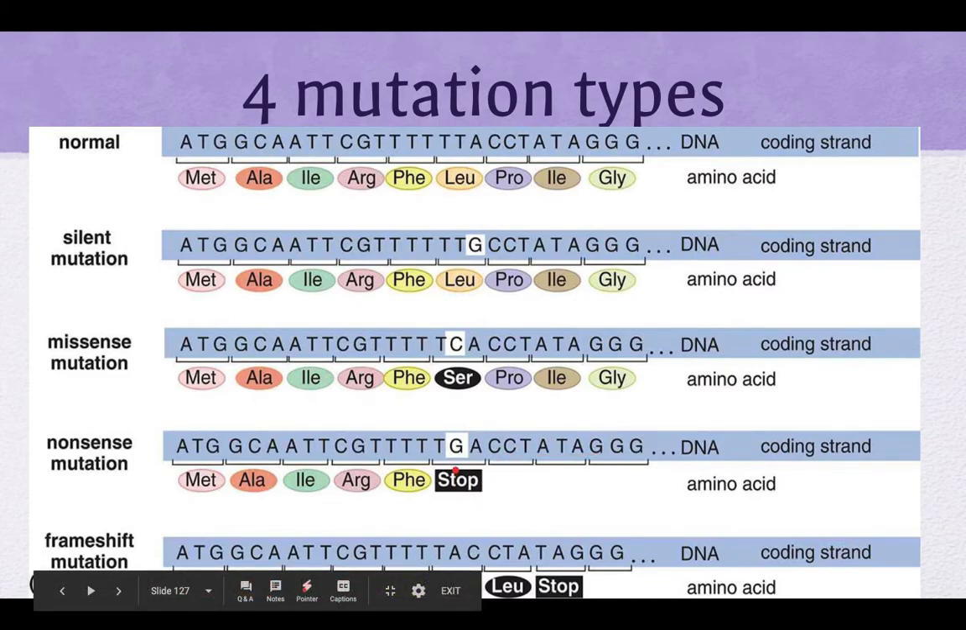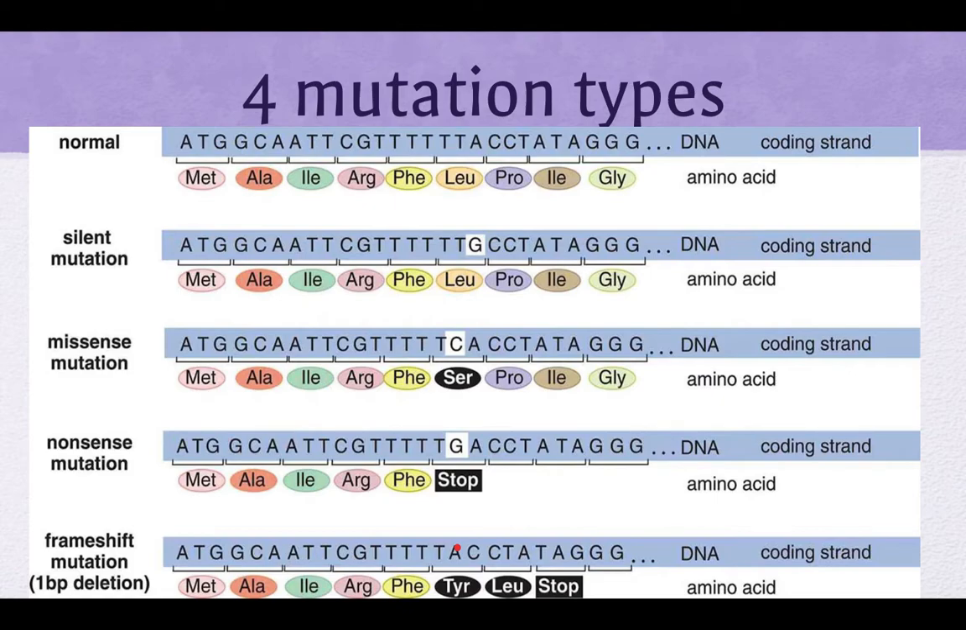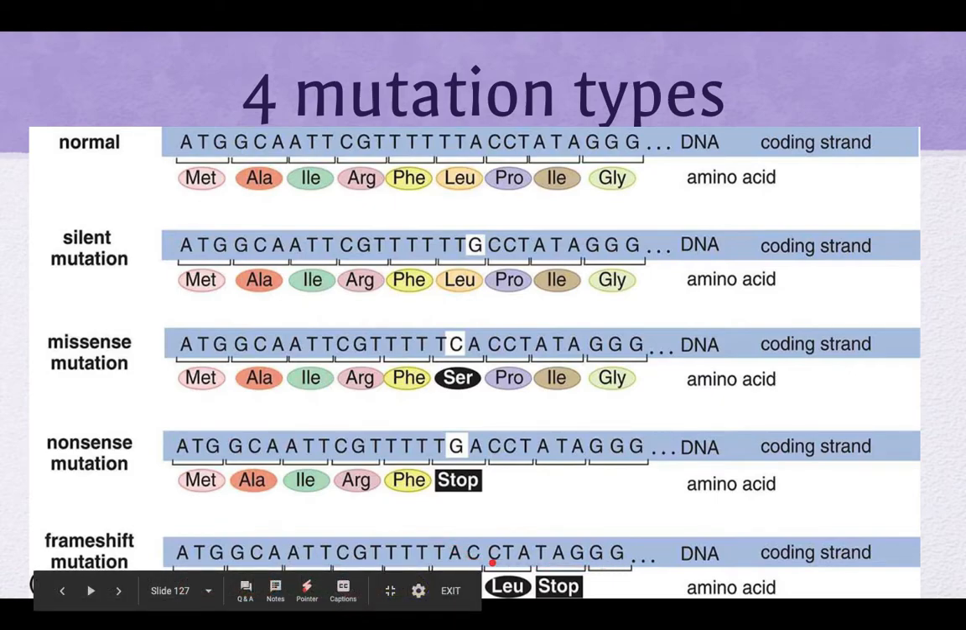In this case, the A was removed from there. Wait, no, sorry, it was one of the T's. So in a deletion, you remove a base pair, whereas you can also have an insertion, so a base pair gets put into there. But basically, it's going to slide everything down.